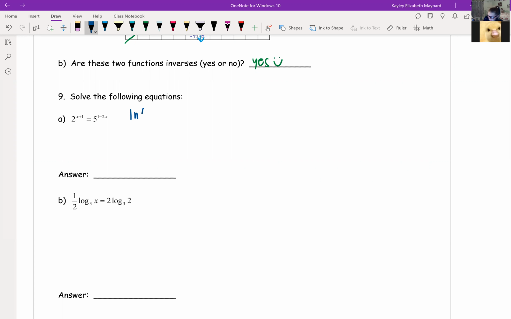So I get ln of 2 to the x plus 1 equals ln of 5 to the 1 minus 2x power. So the reason that we do this is because we have those properties of logs where we can take this exponent inside and we can move it out front. So this now becomes x plus 1 times ln of 2 equals 1 minus 2x times ln of 5.